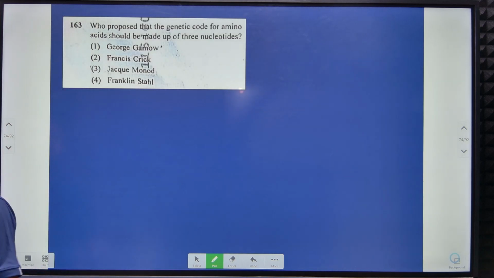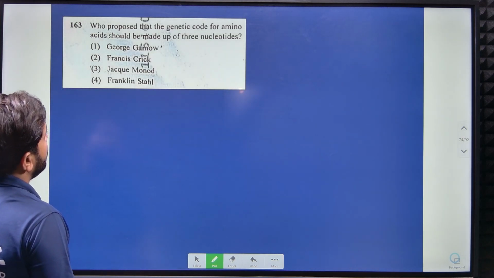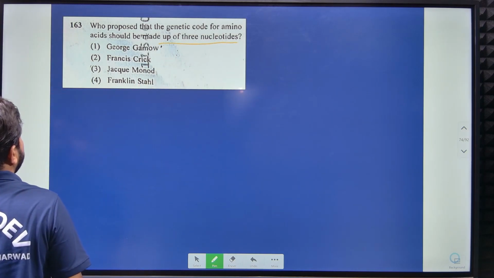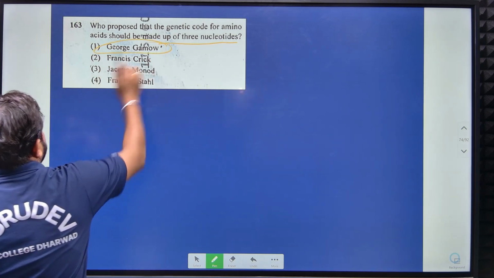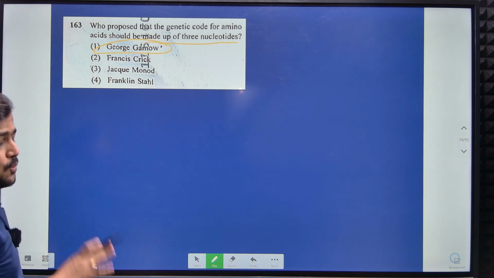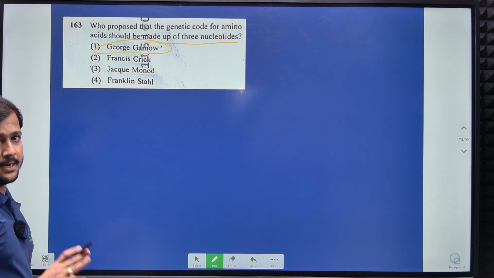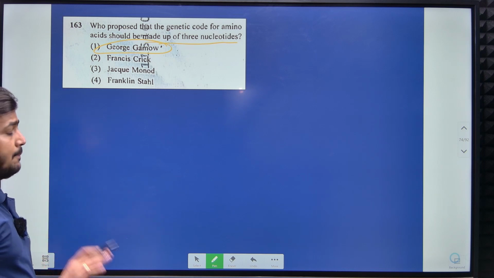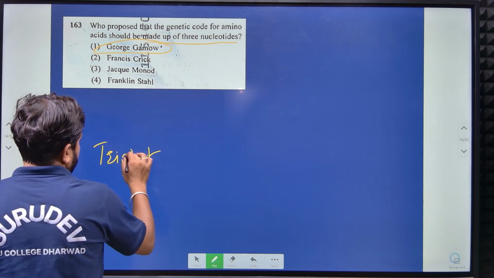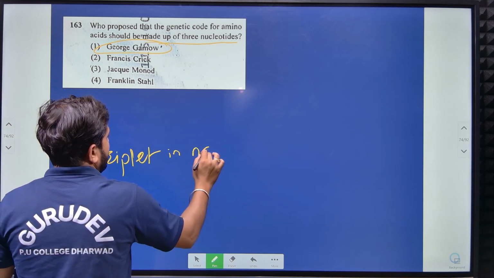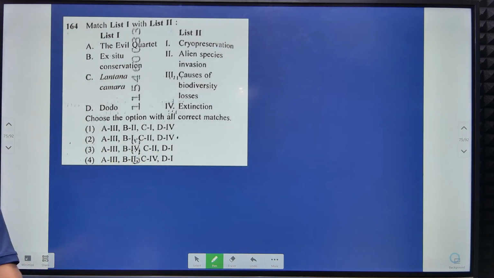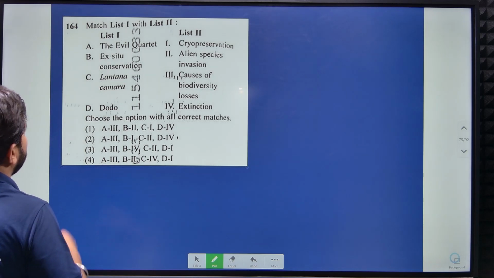Then moving on to the next: who proposed that the genetic code for an amino acid should be made up of 3 nucleotides? That is given by George Gamow, right? George Gamow said the genetic code requires 3 nucleotides, and only then can it code for an amino acid. So genetic codes are triplet in nature, and that will code for an amino acid. So this is given by whom? George Gamow, right?